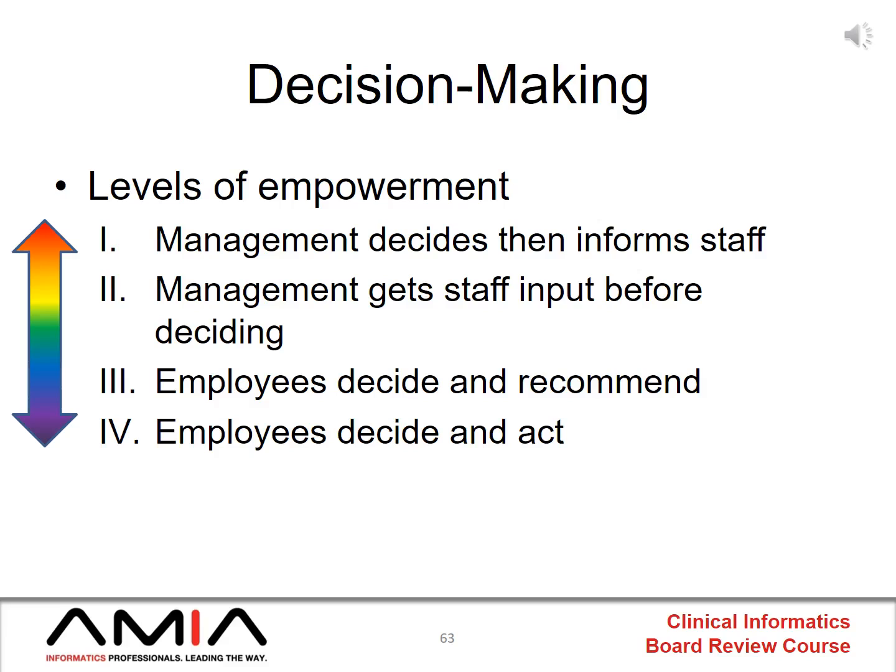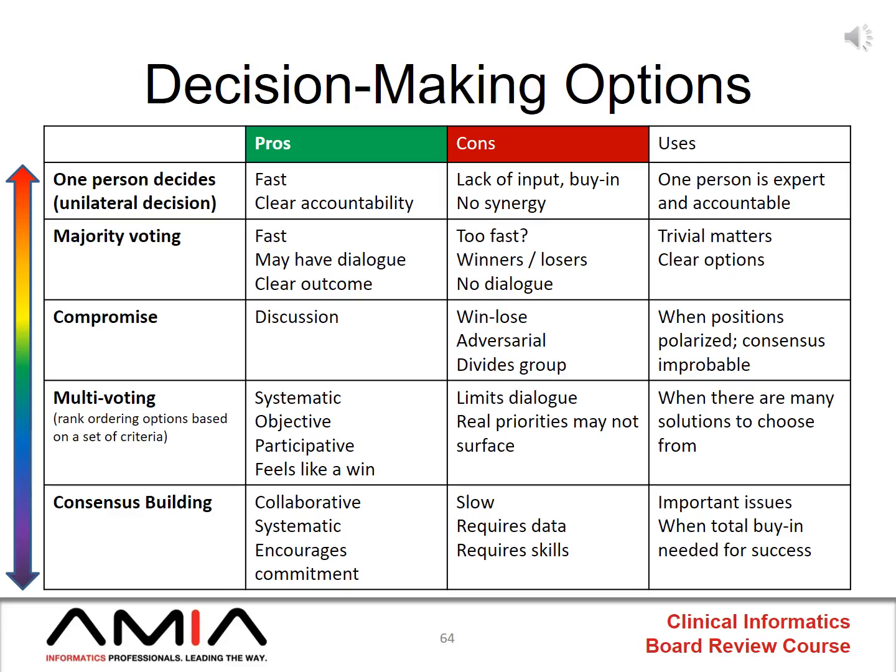In decision-making, there are various levels of empowerment when there is more than one person making a decision. Again, this represents a spectrum where at one end, management makes a decision and then informs the staff impacted by that decision. And that progresses all the way to the opposite end of the spectrum where the employees make the decision and act upon it and inform the management later. Just as there is a spectrum of empowerment in decision-making, there's also a spectrum of methods that can be used to help make a decision.